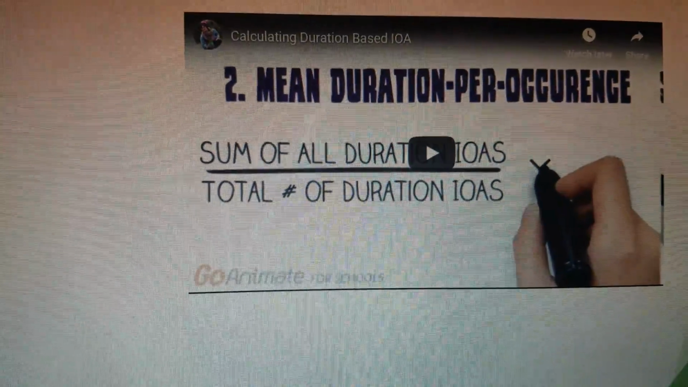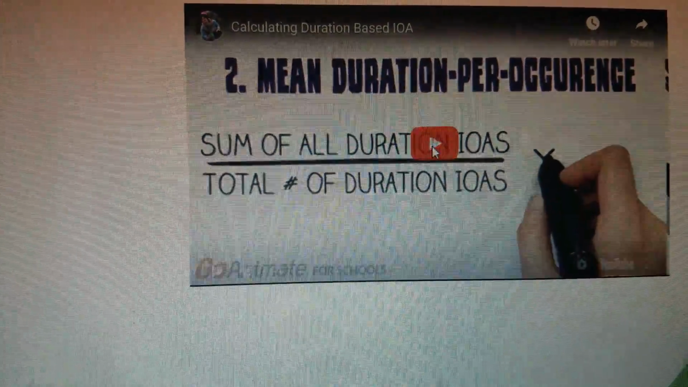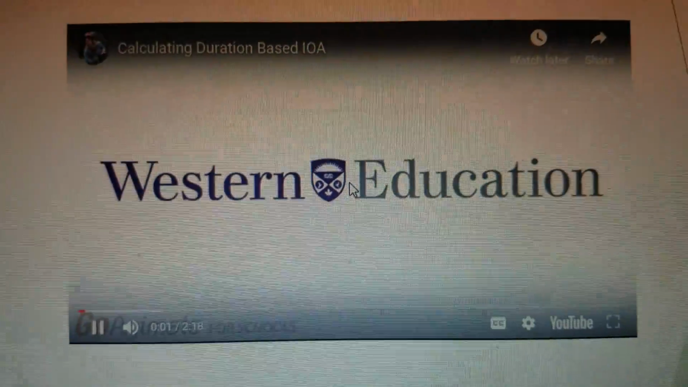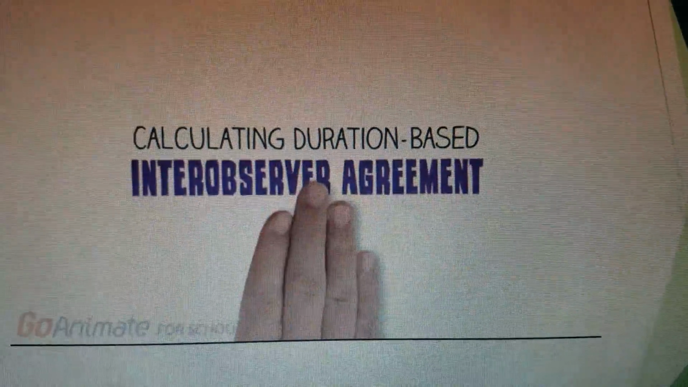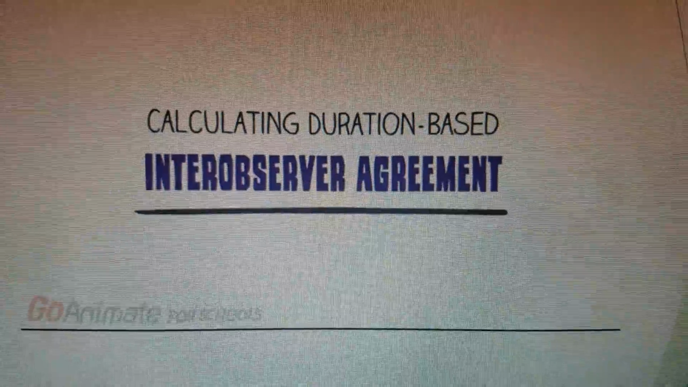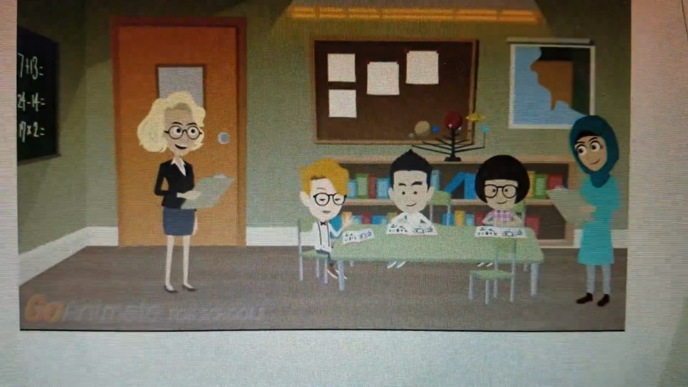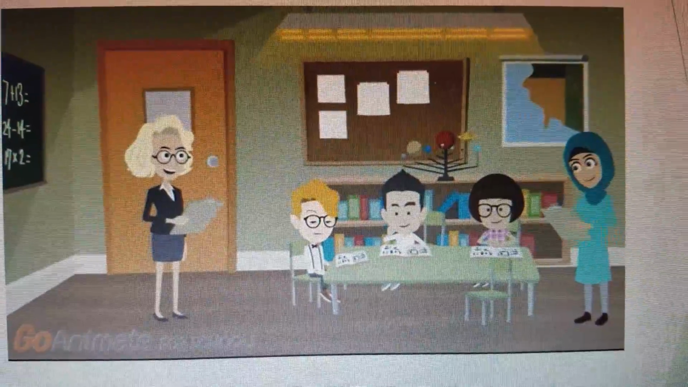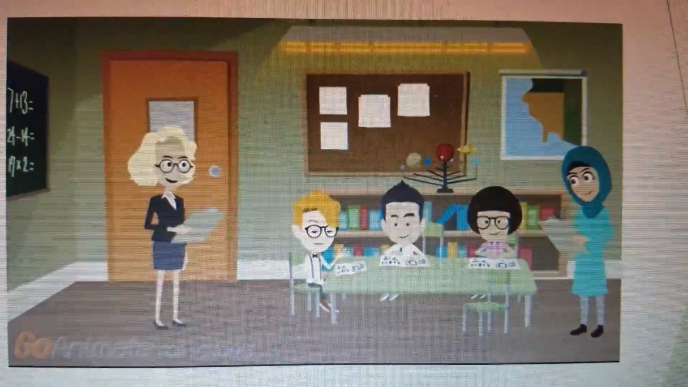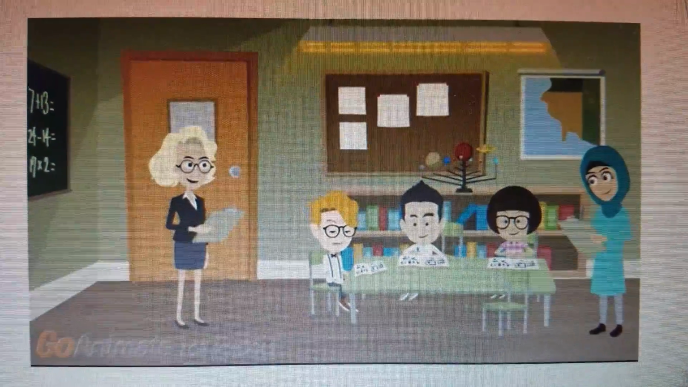So I also have an example on calculating duration-based IOA. Hello, and welcome to the presentation on calculating duration-based inter-observer agreement. Duration-based inter-observer agreement, or IOA, is used with data from timings, such as latency, duration, and inter-response time.